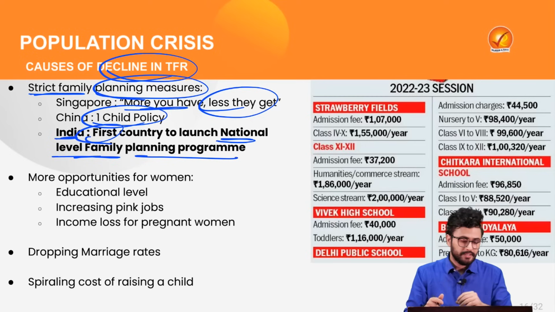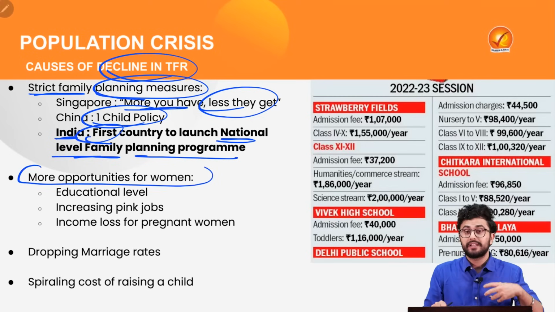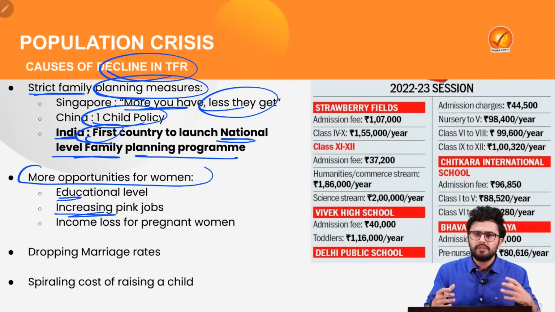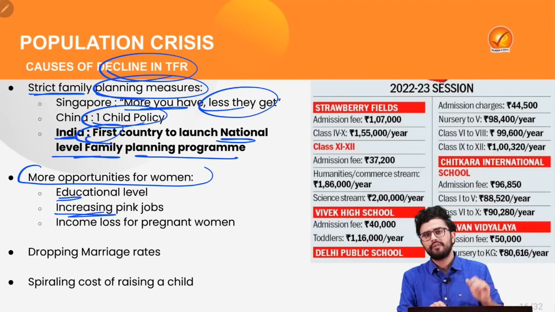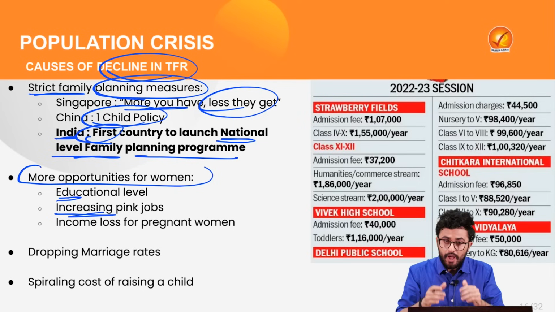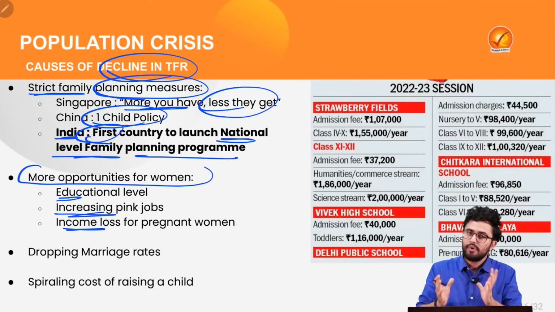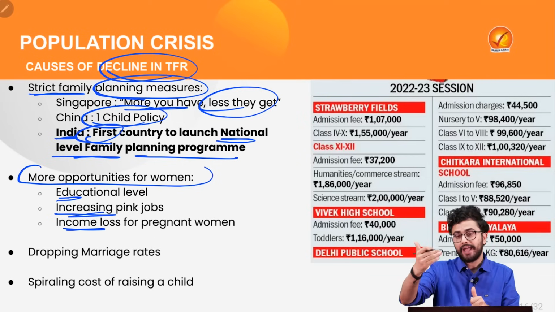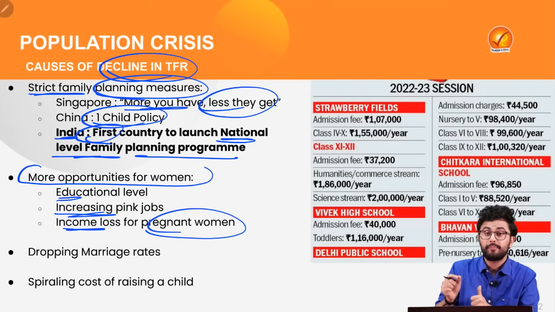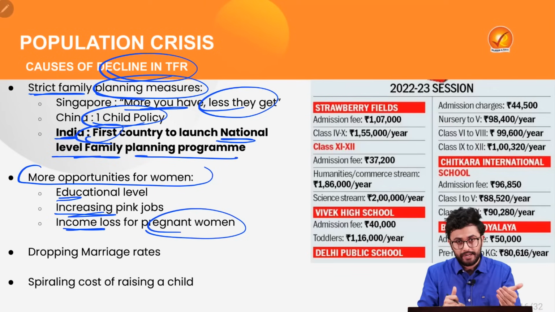Then the second reason is the rising opportunities for women. As their education level has increased, paying jobs have increased, and there has also been diversification of job opportunities with the rising Industry 4.0. Also, when women get pregnant, most companies try to vacate their place. And this income loss for pregnant women actually stops them from getting pregnant.